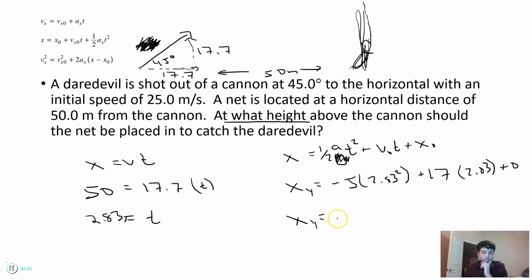No, sorry. Look at the wrong one, 9.99. So basically 10 meters above the cannon.